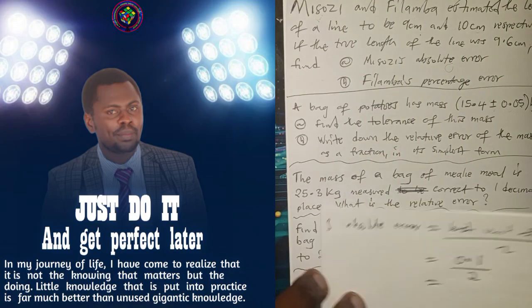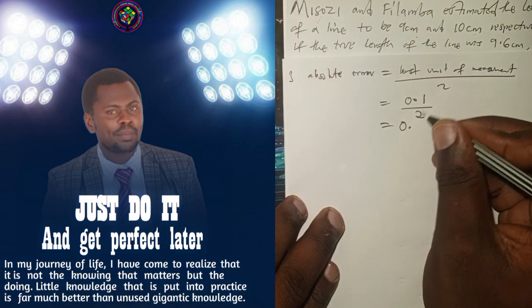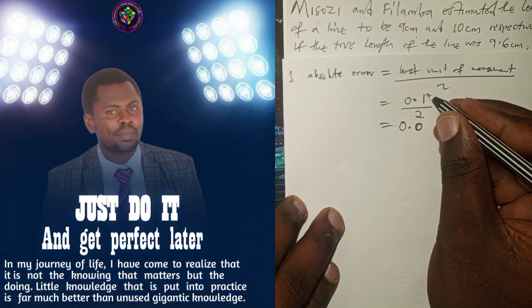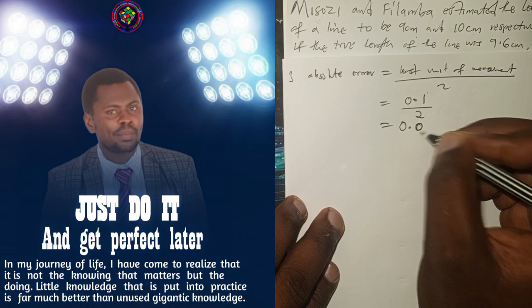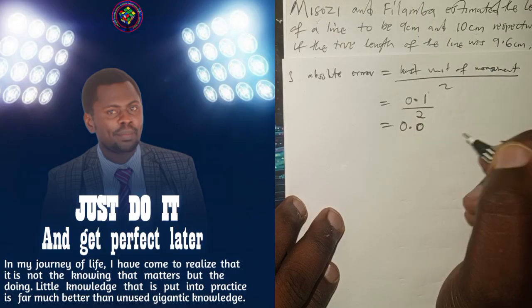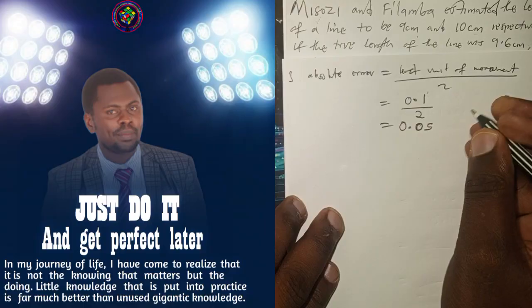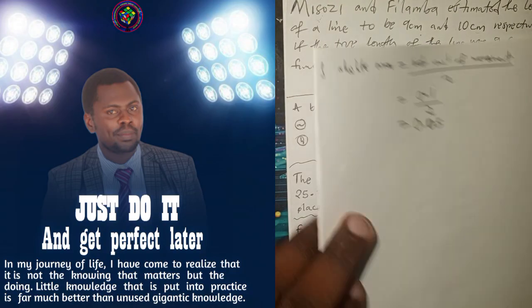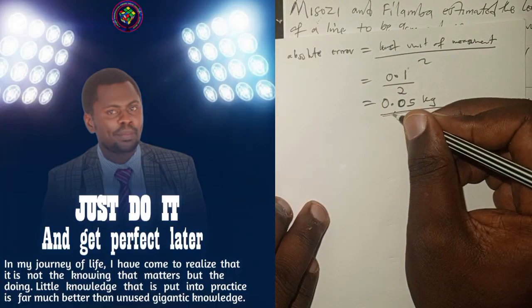And 0.1 divided by 2, you get 2 in 0 is 0 point, 2 in 1 is 0, you add a 0 to 1, so 2 in 10 you get 5, so it's 0.05 kg. That is the absolute error.